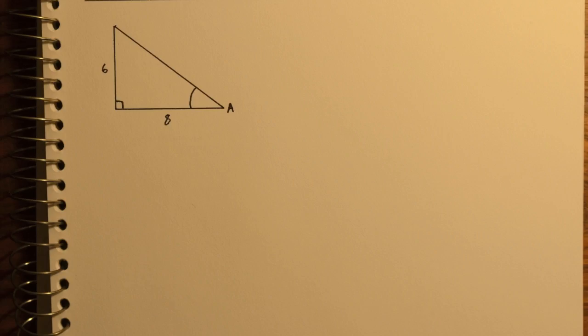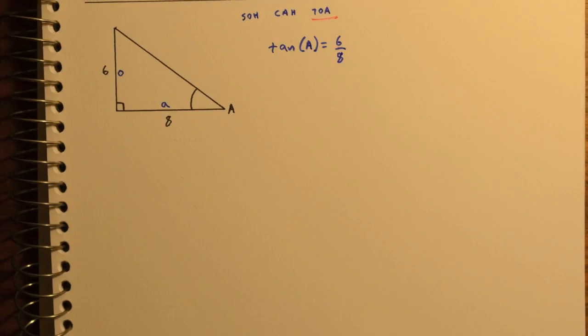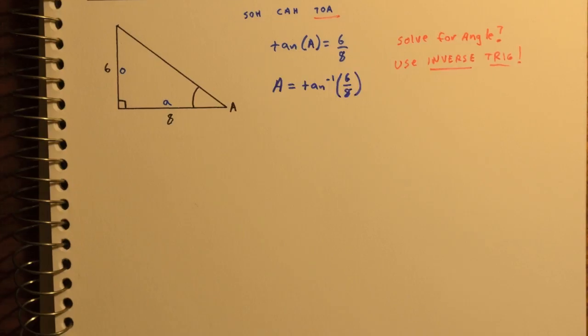All right, let's try an example with a triangle. Here we have 6 and 8 are given. We want to find angle A. And so therefore, if we know the opposite and we know the adjacent, we'll use the tangent function. So the tangent of angle A is 6/8. Whenever we want to solve for an angle, remember we're using inverse trig. And so A is the inverse tangent of 6/8.